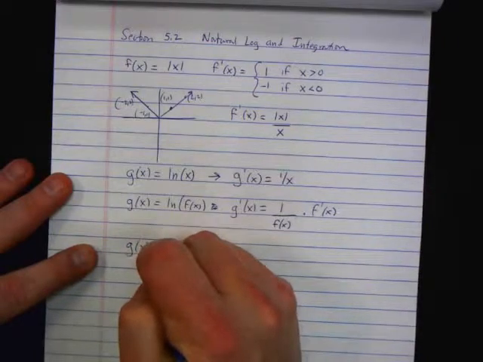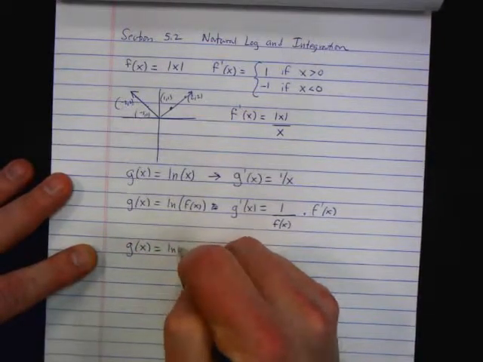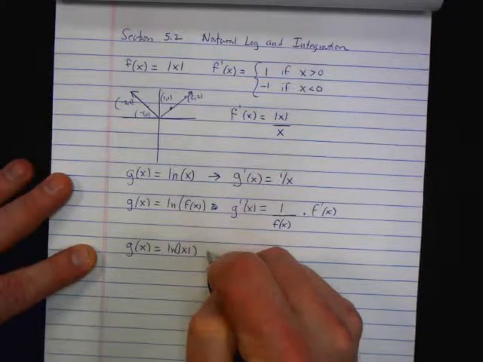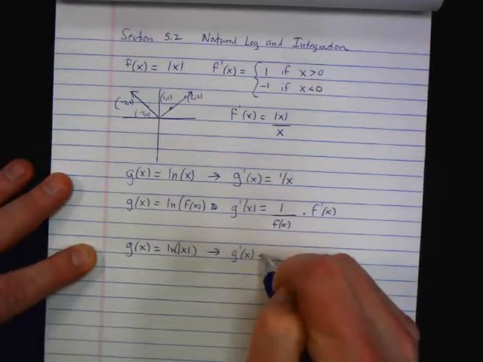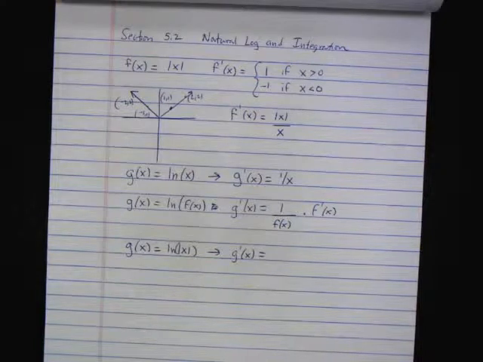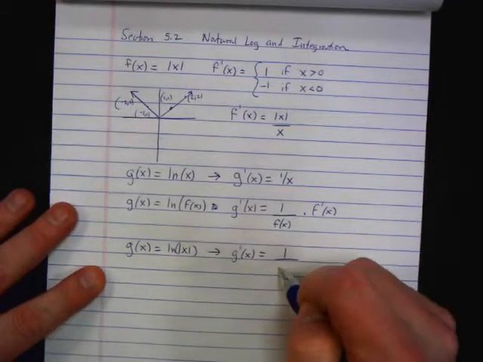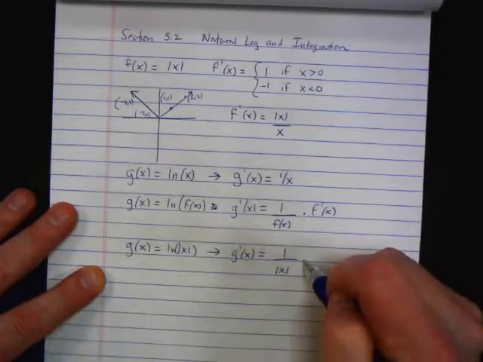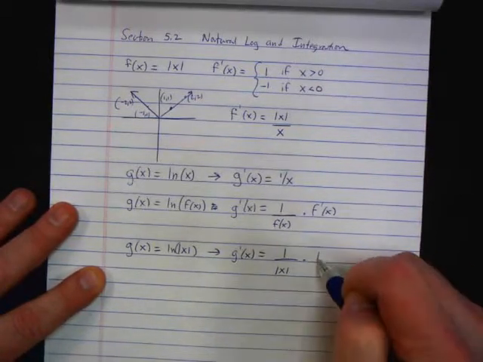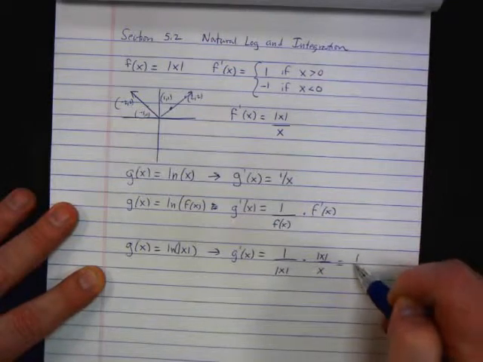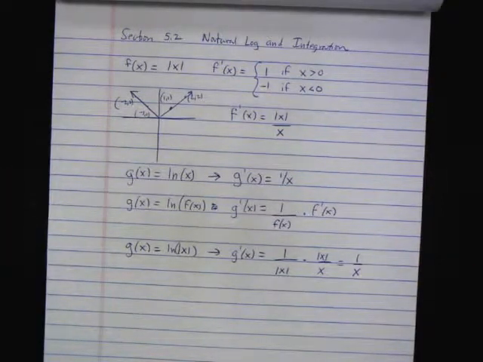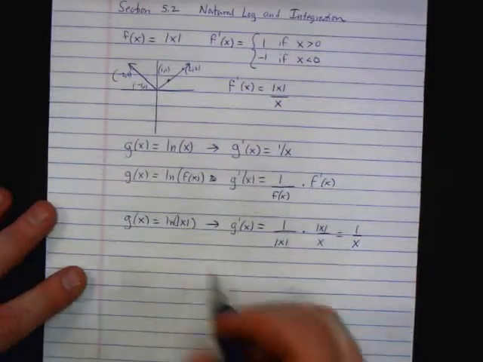So now, combining all that stuff together, what if g of x is the ln of the absolute value of x? 1 over absolute value of x, times absolute value of x over x. So it's 1 over x. So it turns out to still be 1 over x, doesn't it? Crazy.